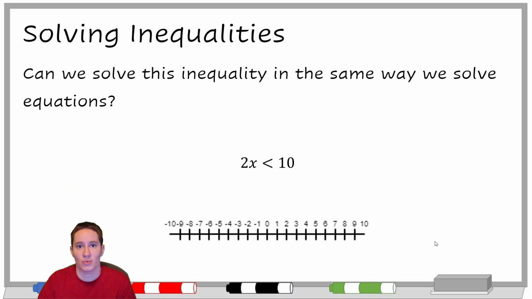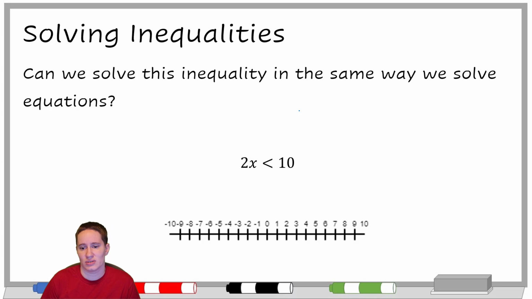Okay, so that's just an overview of how to graph inequalities, and that may even be, or hopefully even, something that you did in pre-algebra. But now let's add to that this idea of solving inequalities. So can we solve this inequality that I've written, 2x is less than 10, in the same way that we solve equations? And what does it even mean to say 2x is less than 10, by the way?